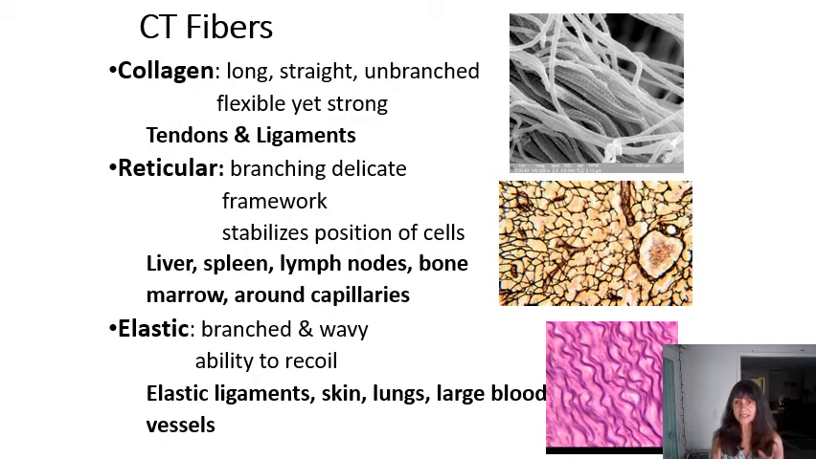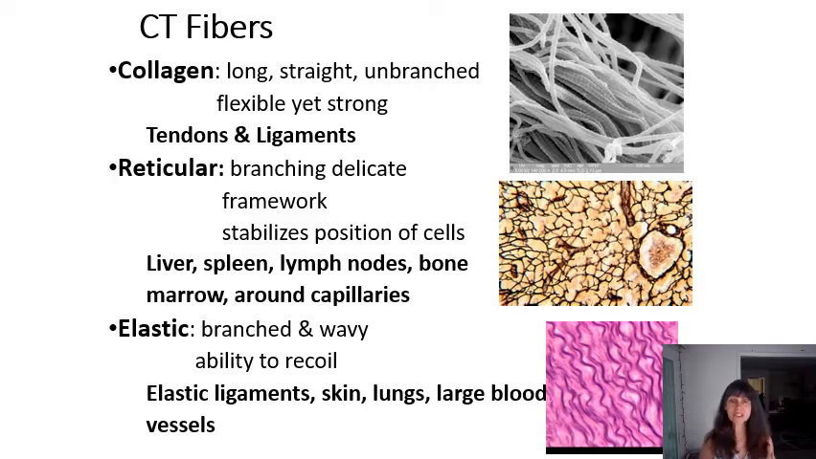When we look at connective tissue fibers as one of the three main components of connective tissue, understand that there are three types of connective tissue fibers, including collagen fibers. Remember, collagen is the most abundant protein in the human body. Collagen fibers tend to be long, straight, unbranched, very flexible, very strong fibers. We see collagen fibers in abundance in structures like tendons and ligaments and aponeuroses.